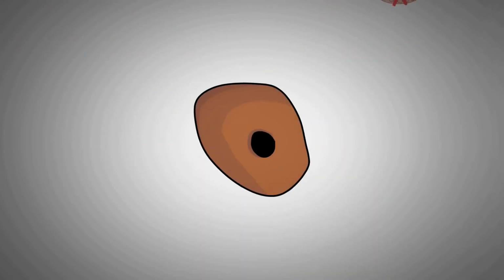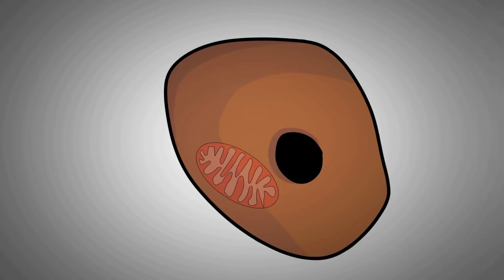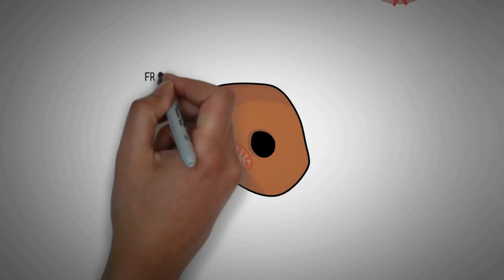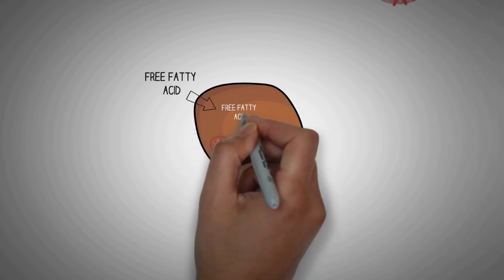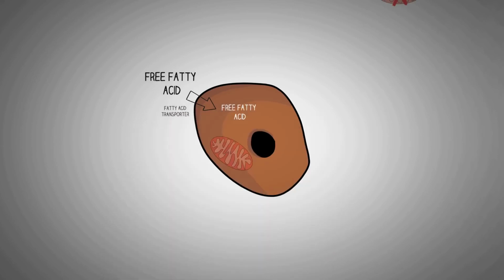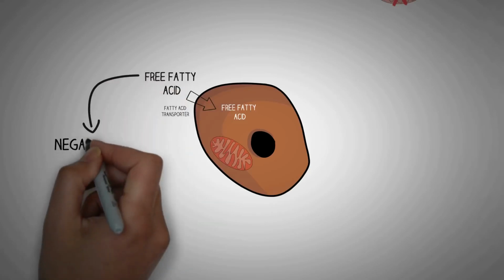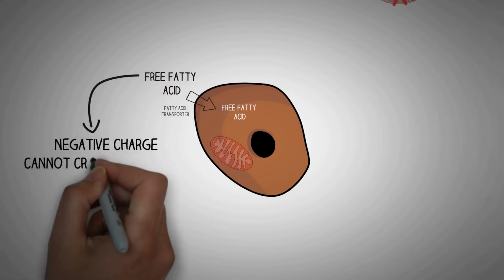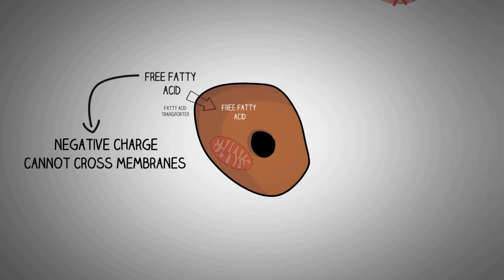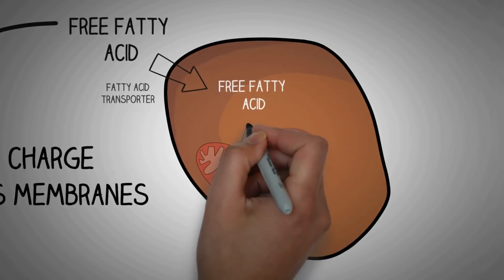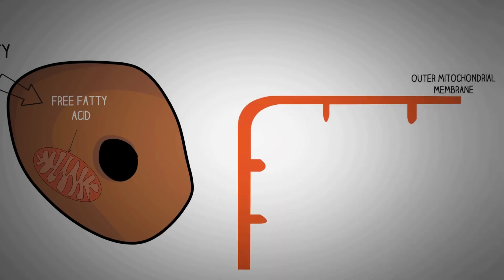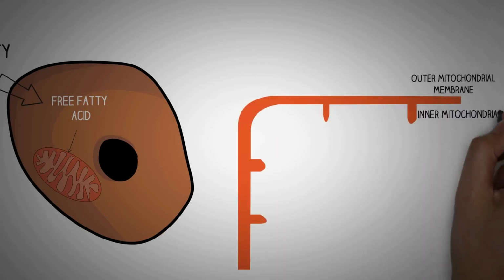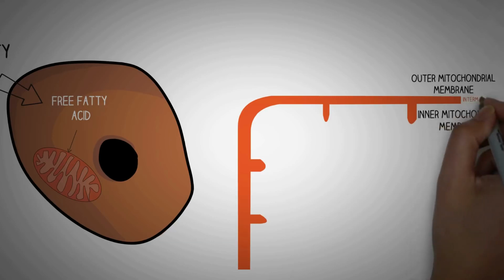So here is a target cell that is able to metabolize free fatty acids with the help of mitochondria. The free fatty acid first enters into the cytoplasm of this cell through a special protein called fatty acid transporter. The free fatty acids have a net negative charge and they cannot cross the membranes of the cells as such, and they require special transporters to cross the membranes. In the next step, the free fatty acid must enter into the matrix of the mitochondria after crossing its outer and the inner mitochondrial membrane.